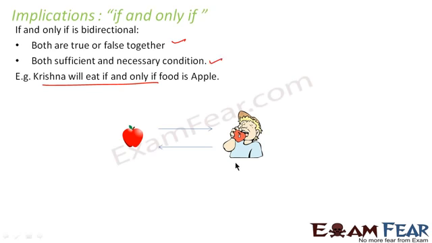So if we say Krishna ate food, right, this is a sufficient and necessary condition, and that it is apple is also a necessary condition. So we can use this syntax: Krishna will eat food if and only if food is apple.